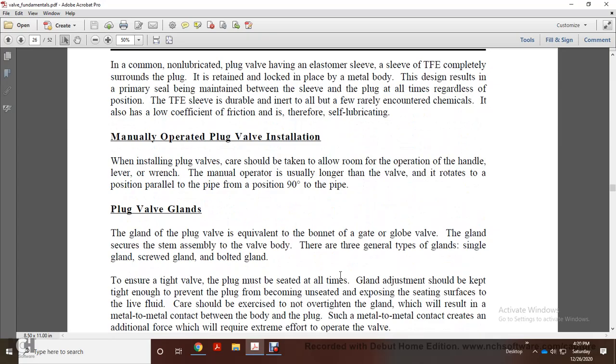Manually operated plug valve installation. In the installation of plug valves, care should be taken to allow room for the operation and handling of the wrench of the manual operator, which is usually longer than the valve. The valve rotates from the position parallel with the pipe to the position 90 degrees to the pipe.